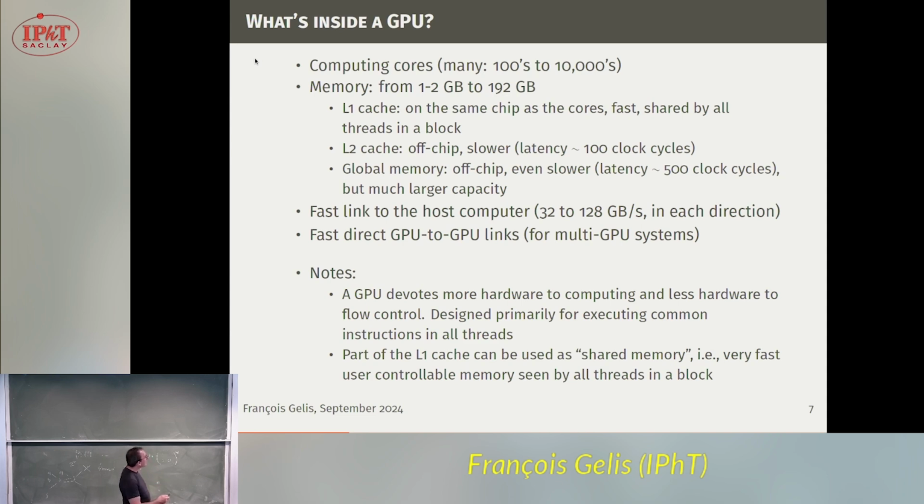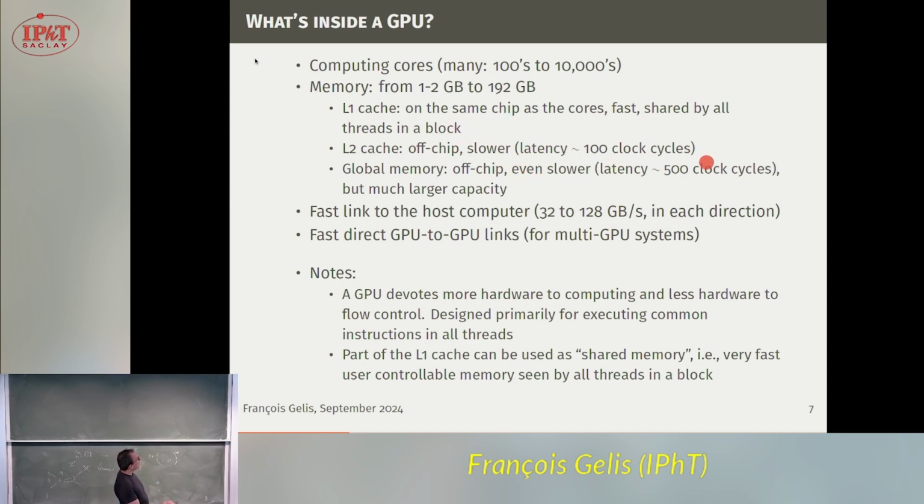So to give you slightly more feeling about what numbers we're talking about. The number of computing cores is, well, many, from a few hundreds to a few tens of thousands. The memory range is typically from 1 to 2 gigabytes to, I think the highest I found by looking on Google is 192 gigabytes. The L1 cache is on the same chip as the cores, so it is very fast and it's shared by all threads that belong to the same block of threads. The L2 level of cache is not on the same chip, therefore it's slower.